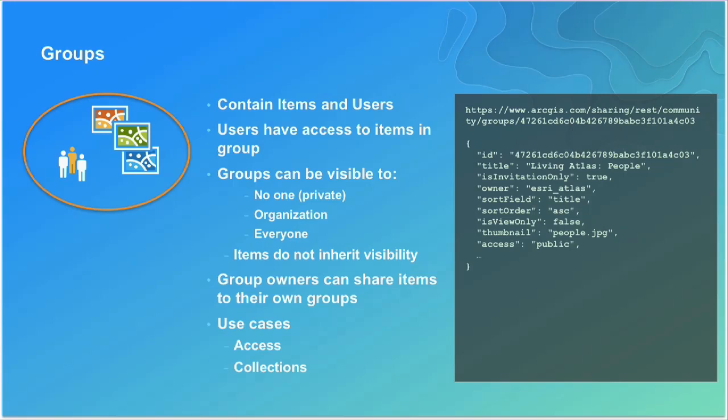That does not translate to what's inside the group. So the items within it don't inherit this. It is still in the control of the owner of the item to make the item public for others to see. This really only pertains to the group itself. So there could be a public group out there that contains items within it that are not public, and therefore anonymous users can see the group, but they can't actually see the items within them.